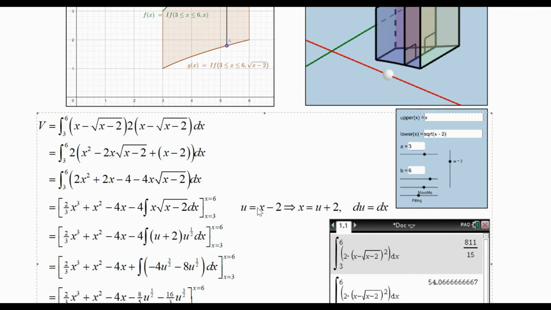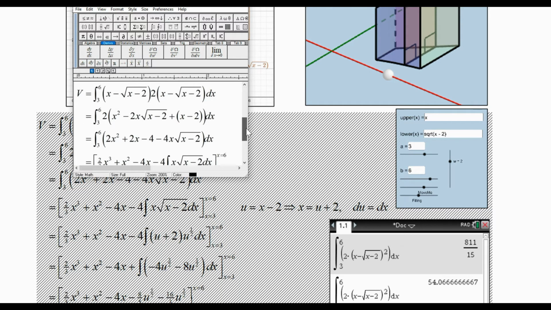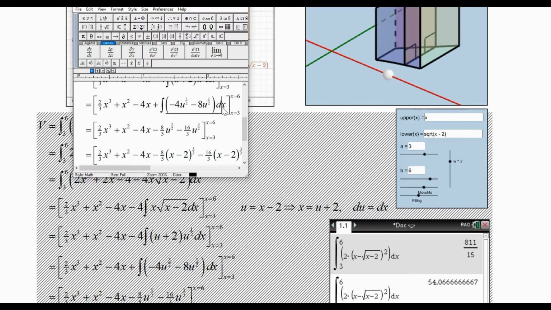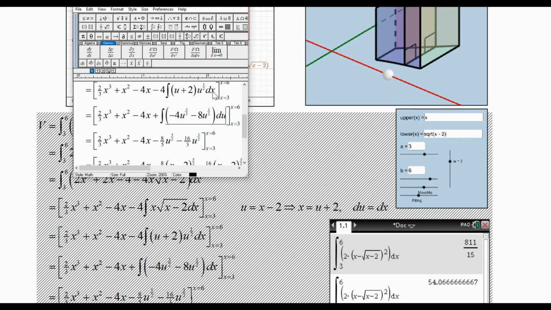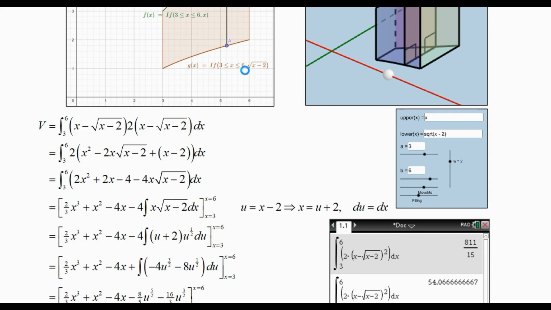I'm going to let u be x minus 2. That means x is u plus 2 and du is dx. So the dx here becomes du, that should say. Let's fix that real fast. I switch to u's, so that's a u there and there. Okay. Now at the end, I'm going to evaluate from x equals 3 to x equals 6. Okay, so where were we?